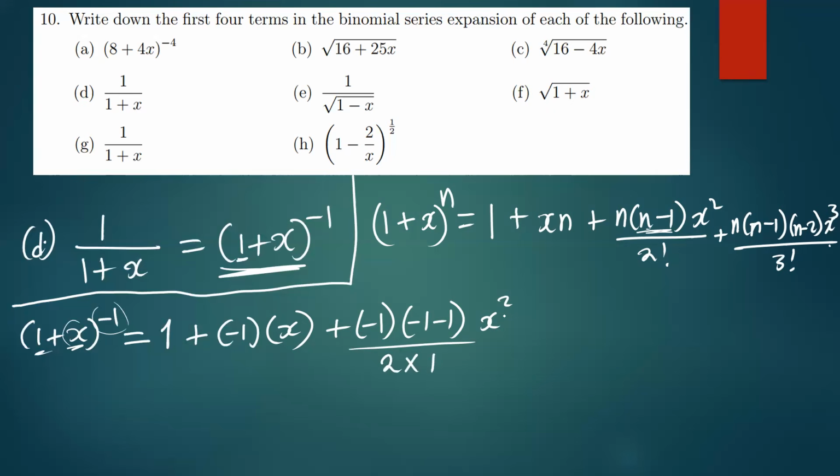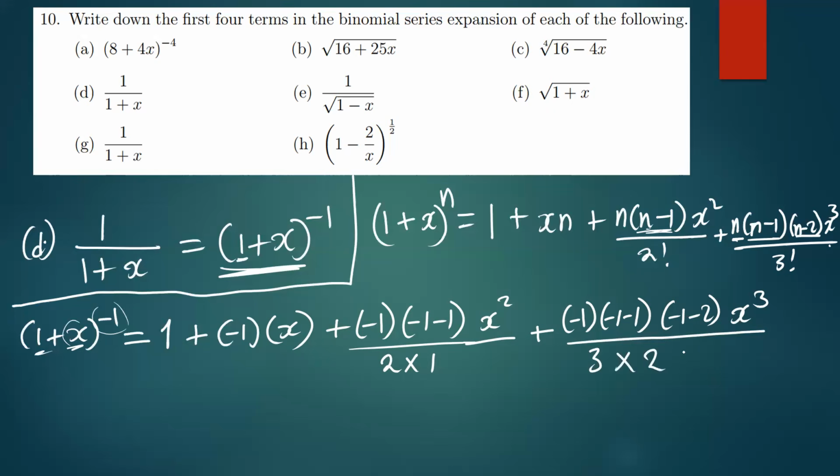They asked us to expand up to the fourth term, so we write the last term there. We have -1 as n. N minus 1 is -1 minus 1. Then we move on to n minus 2, which is -1 minus 2. And then we have x to the power 3, and the denominator as 3 factorial, which is 3 times 2 times 1. Then we say plus dot dot dot.